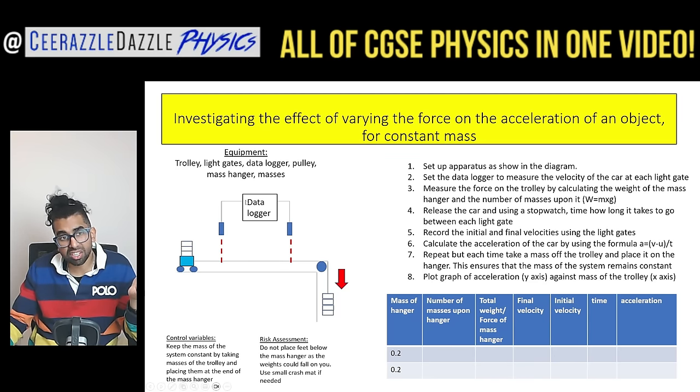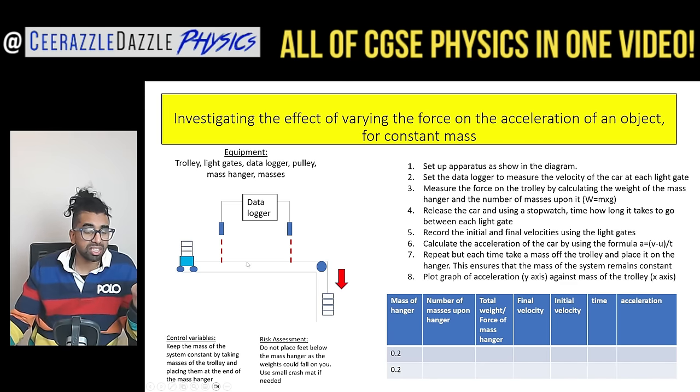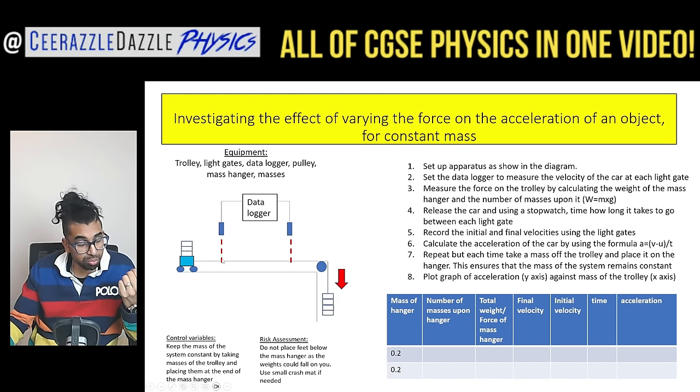Right, so what is the data logger? The data logger is going to take some measurements for us. The data logger is connected to the light gate 1 and light gate 2 over here. As the car accelerates and goes across, it will go through the first light gate over here. As it goes through the first light gate, the data logger will calculate the initial velocity that will go into our table over here. Then as it goes through the second one, it will calculate our final velocity. Right, how are you going to work out acceleration? You're going to also time how long it takes to move between this light gate and this one using a stopwatch.